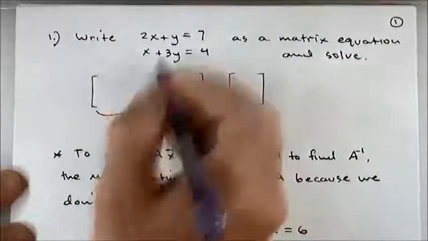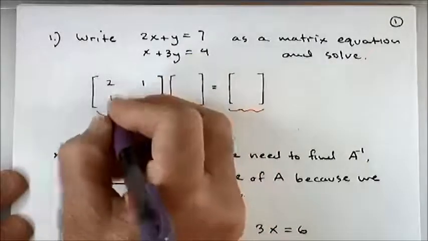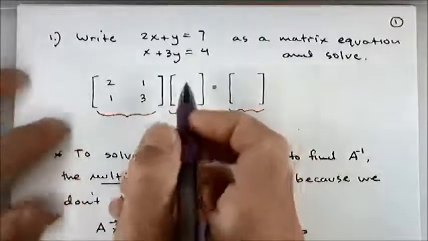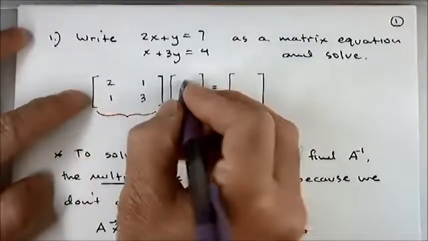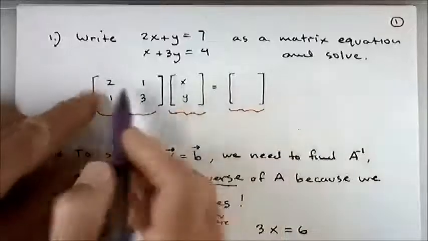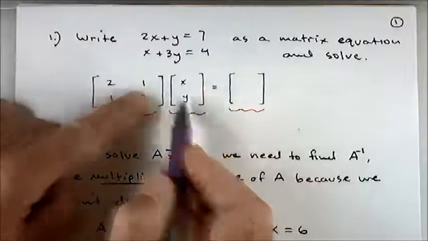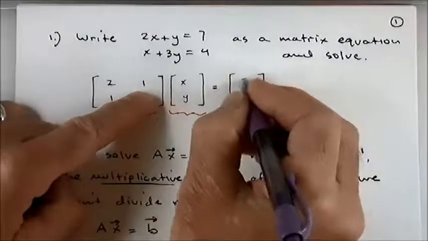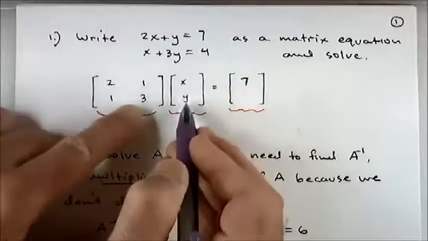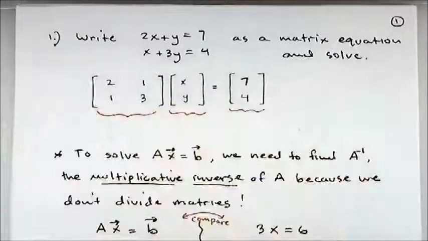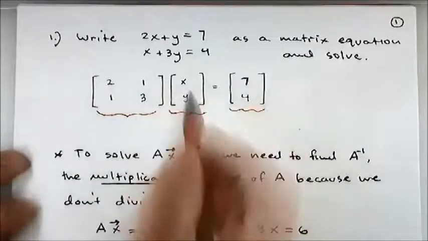And what a matrix equation would look like: I'm going to take the coefficients of x and y. So I have 2, 1, 1, 3. And now that we know how matrix multiplication works, if I multiplied this by x, y, what would I get? Well, this row times the column gives 2x plus 1y. What does that equal? That would equal 7, so that would be the top number here. The bottom row times this is 1x plus 3y equals 4. So this is exactly our system of equations, but now written in a different way.